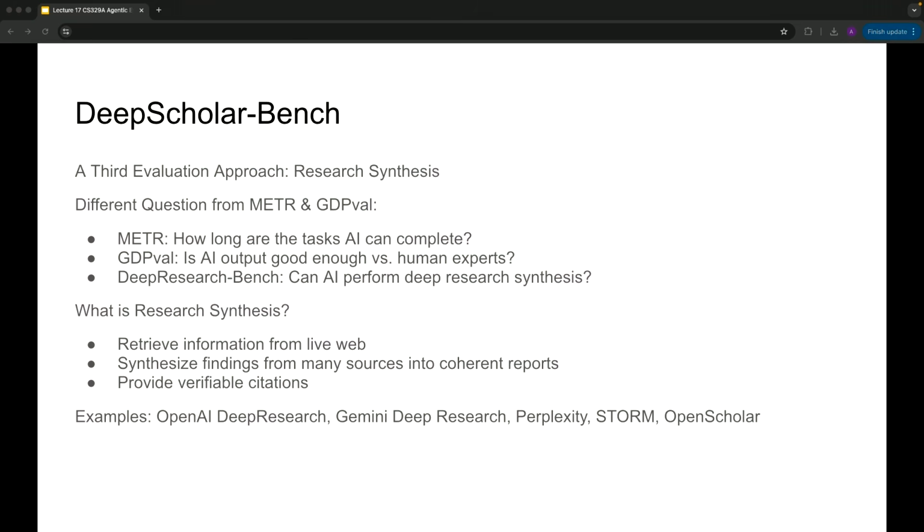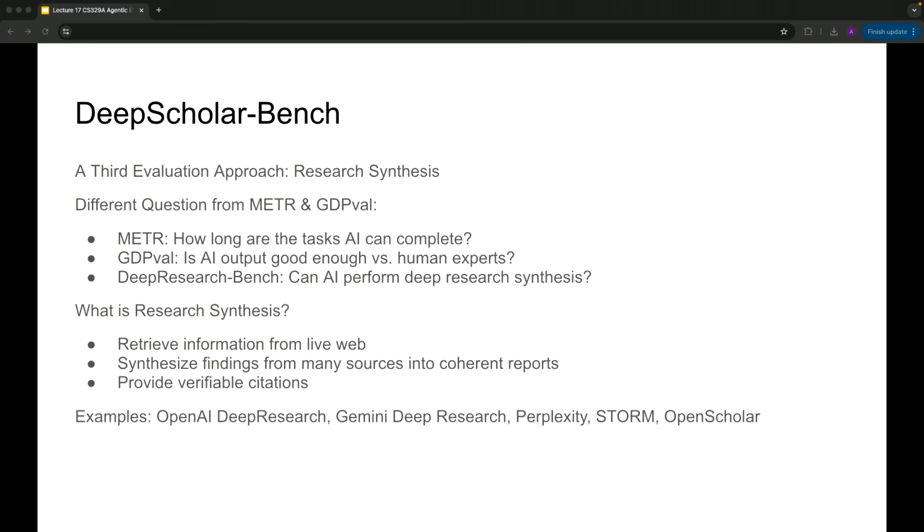This was written at Stanford, and this is basically measuring the question of, instead of asking how long will the task take to solve, is the model output good enough? They're actually asking, can AI perform deep research synthesis? Can I go study a bunch of references and retrieve the relevant information and then synthesize the findings into a coherent set of reports with verifiable citations?